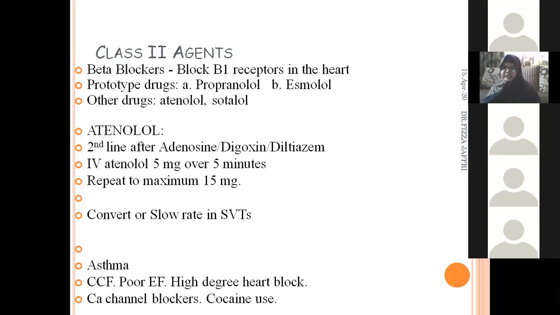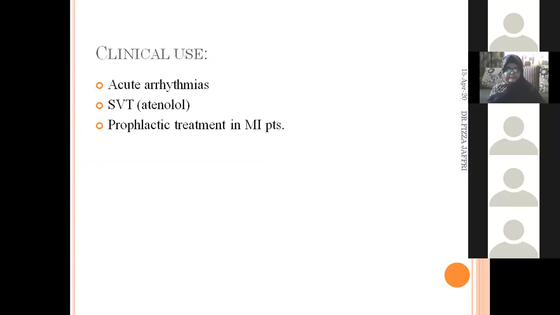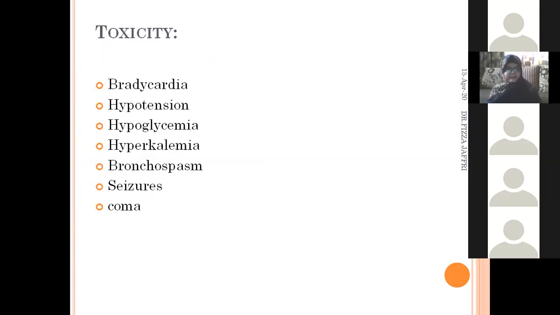Contraindications are asthma, congestive cardiac failure, poor ejection fraction, heart blocks, calcium channel blockers, and cocaine use. Clinical uses: acute arrhythmias, supraventricular tachycardia, and prophylactic treatment in myocardial infarction patients. Toxicity of beta blockers: side effects such as bradycardia, as it blocks the beta sympathetic receptors, hypertension, hypoglycemia, hyperkalemia, bronchospasm, and CNS effects such as seizure and coma.